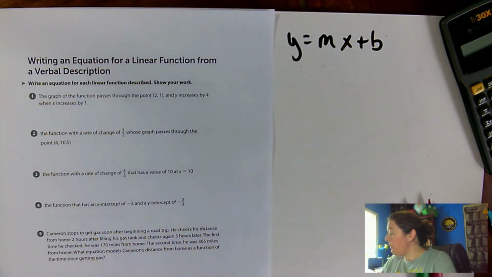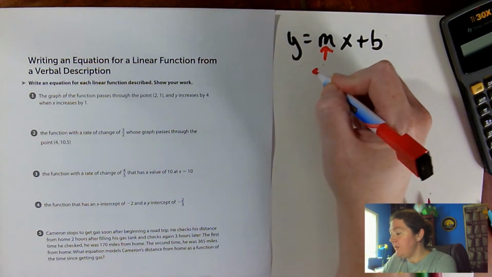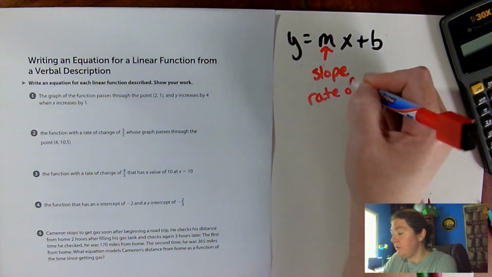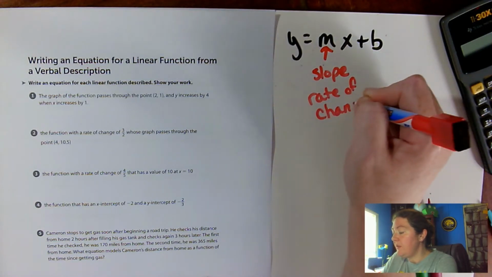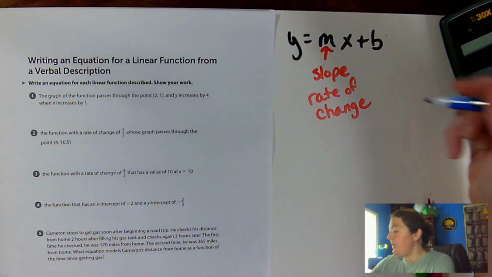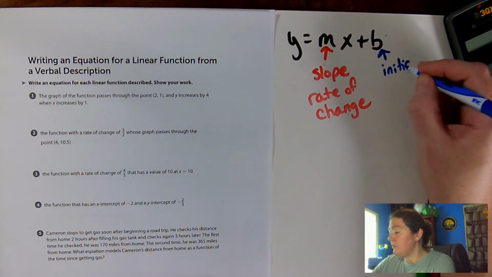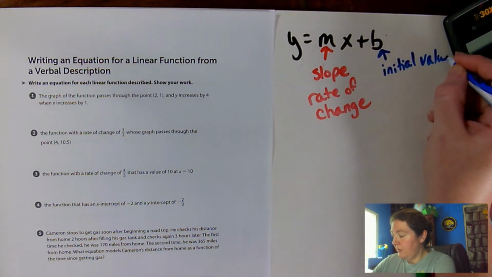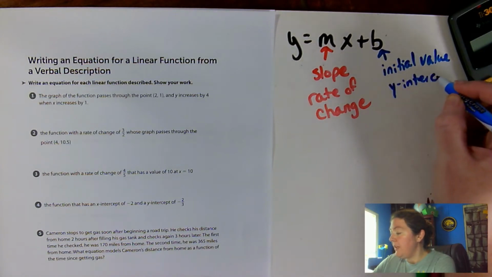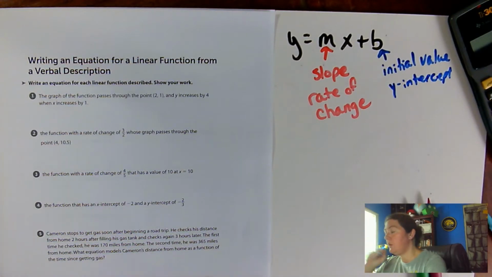We remember from the last video that I did that this is a slope. This is my rate of change. This is something that happens over and over again. B is my initial value. It is my y-intercept. And it's also something that just happens one time, just once.